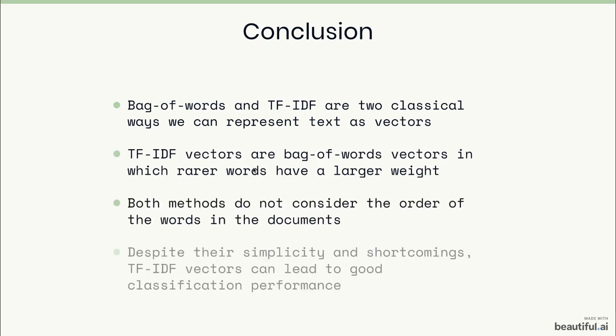So to conclude, bag of words and TF-IDF are 2 classical ways we can represent text as vectors. TF-IDF vectors are bag of words vectors in which the rarer words have a larger weight. Both methods, however, do not consider the order of the words in the documents. And despite their simplicity and shortcomings, these TF-IDF vectors do lead to good classification performance in many cases, especially if your classification task is quite simple.